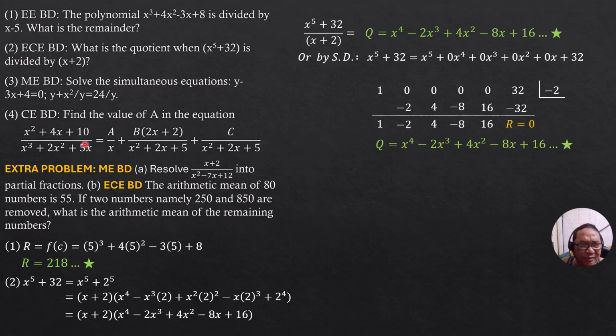Then we proceed to 4. Find the value of a in the equation (x to the fourth plus 4x plus 10) over (x cubed plus 2x squared plus 5x) equals, this is already the decomposed partial fraction of this original fraction here. So we have a over, because the denominator here is, if we factor x out, x times quantity x squared plus 2x plus 5.